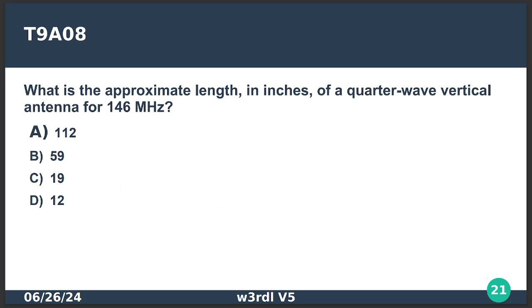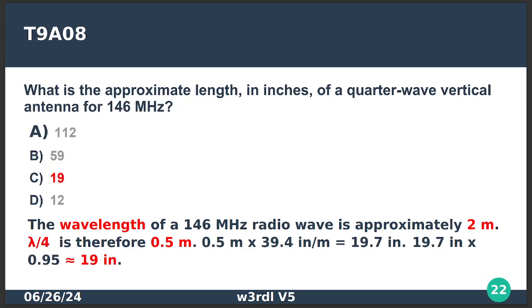What is the approximate length in inches of a quarter wave vertical antenna for 146 megahertz? Now you'll note, disregard the bold A. That's not the answer. But you'll notice they put the 112 in there because you just did one with 112. So what is the approximate length in inches of a quarter wavelength for 146 megahertz? Going to be 19, yes. Okay, and there's your calculation right there.